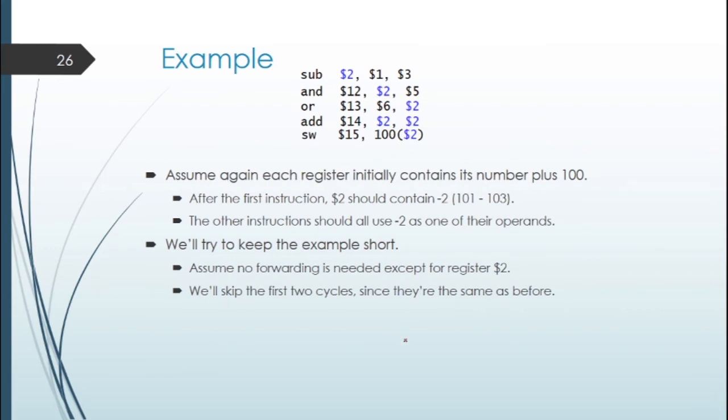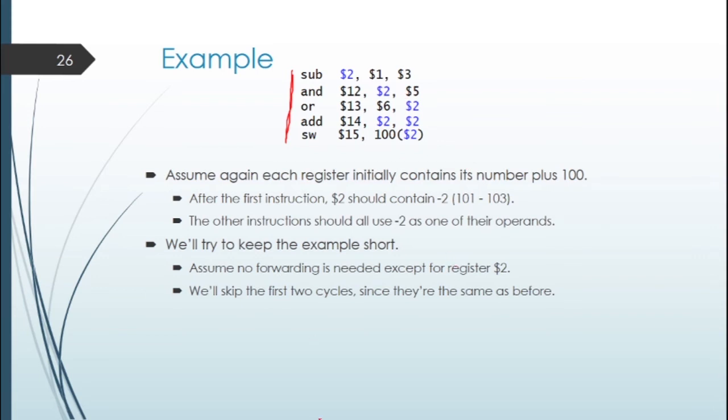So let's see the same similar example again. We finish today's lecture with this example. We have a sub instruction, the same instructions, the same operation here. We'll see how it works. Again, assume the registers initially contain the number plus 100. If it says register number 2, it means 102 will be the value. After the first instruction, register 2 should contain -2, because this is 101 minus 103.